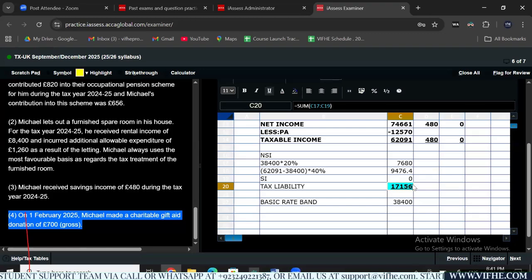So the answer is 17,156 pounds. Is this thing clear? And be very careful that when you will be doing extra workings, you should definitely be mentioning the working reference as working one. You might have to produce working 2 or 3, and this is all done in a vertical manner once you have shown the main format.